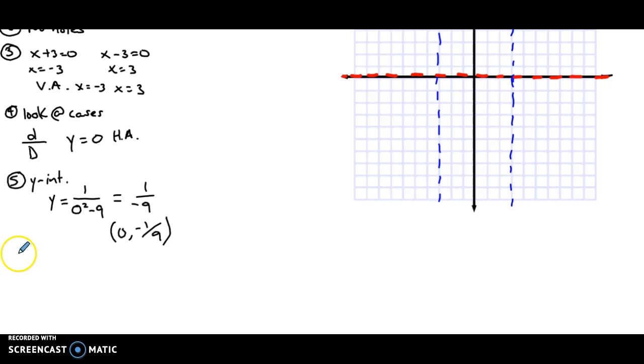Part 6 says identify if there is an x-intercept. Well, we know that there are no x-intercepts in this one, simply because if we set the numerator equal to 0 and solve, 1 does not equal 0. So there's no x-intercept.